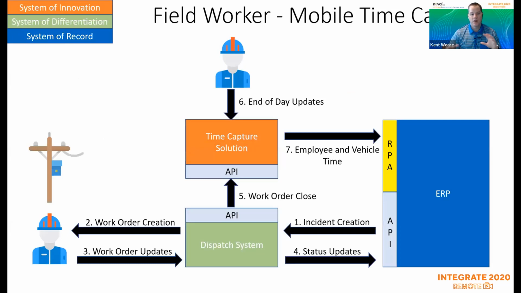This is just a reference architecture from a project that I've been involved in in the past. The whole point here is that we've got our system of record, which might be our ERP, and we might have a dispatch system, and this is in the context of a field worker scenario, where this is going to need more customization for that specific business unit. And then on top of it, you might have a system of innovation where it's like, hey, we really want to automate timesheets.